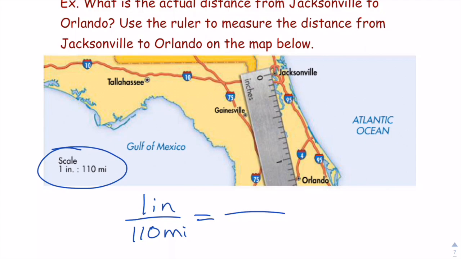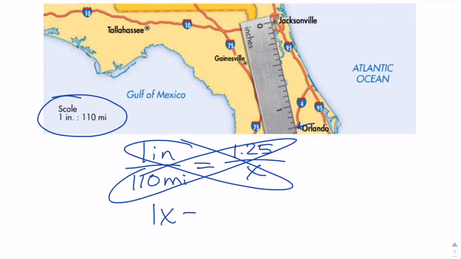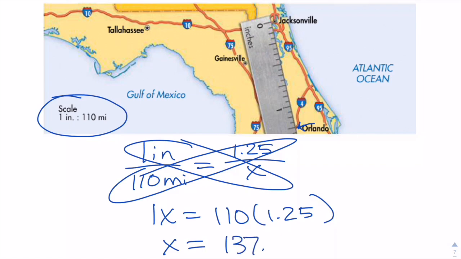When I read this ruler, it looks like the tick mark is stopping right about here. So that is 1 1/4 inches, or 1.25 inches. And then I'm trying to find the distance in real life, so I'm going to keep that as x. Setting up my cross products to solve for x, I have 1 times x equals 110 times 1.25. 1 times x is the same thing as just x, and then 110 times 1.25 is 137.5, so I've already solved for x since it was 1x. My label there, since this was on the bottom of my proportion, is miles, because I'm finding the distance in real life.